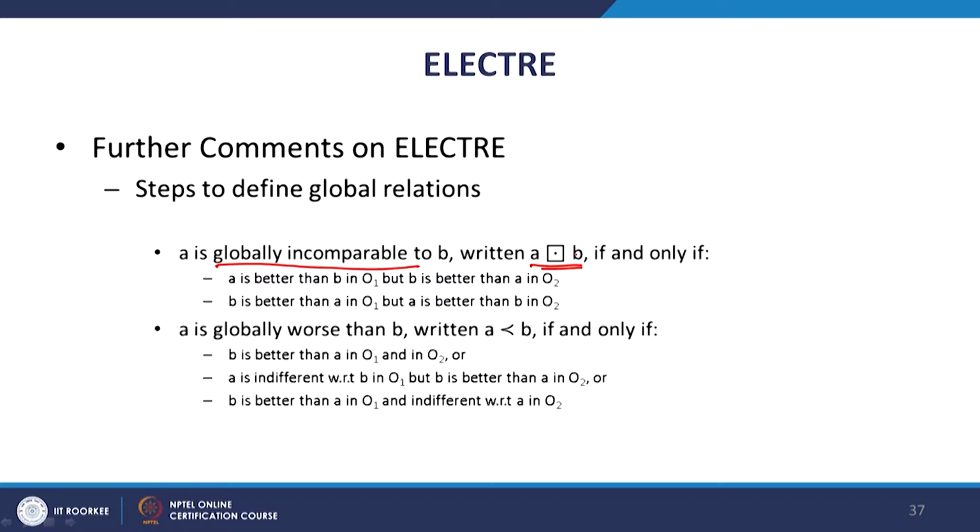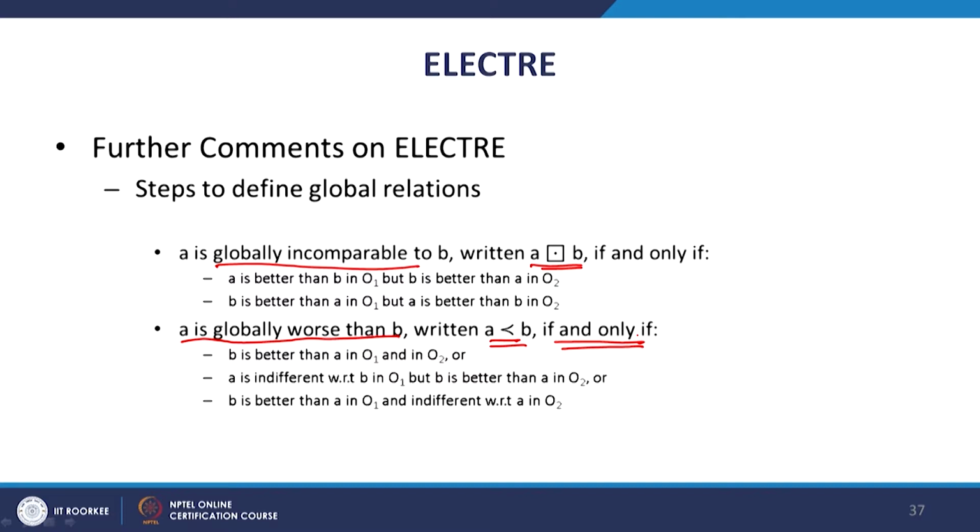Then comes the last scenario here. There can be a scenario when A is globally worse than B. This is written as A less than B, and this is going to happen if and only if B is better than A in O1 and in O2, or A is indifferent with respect to B in O1, but B is better than A in O2, or B is better than A in O1 and indifferent with respect to A in O2.